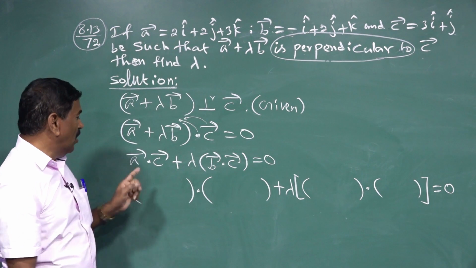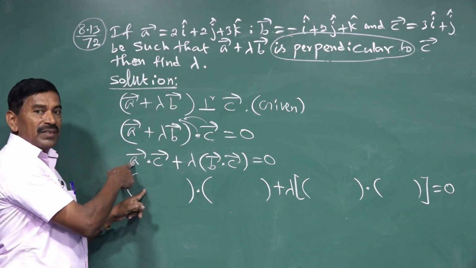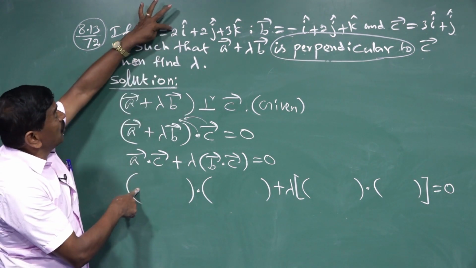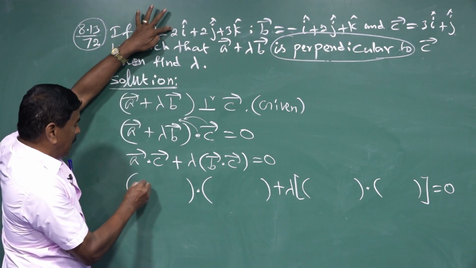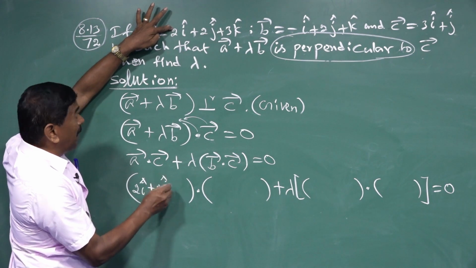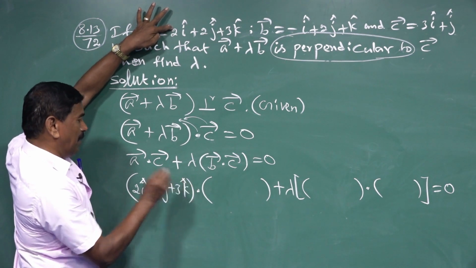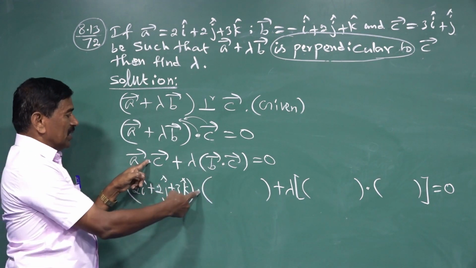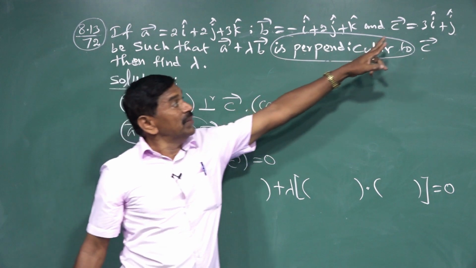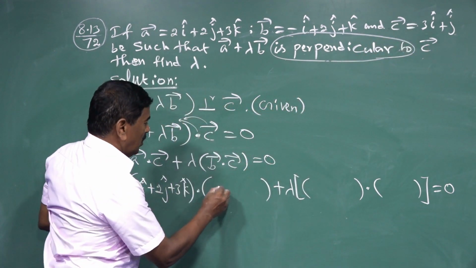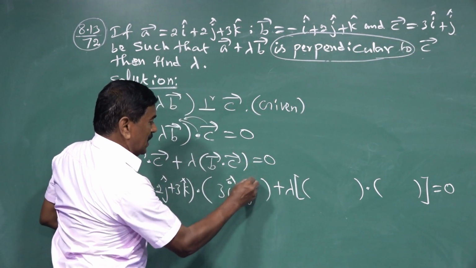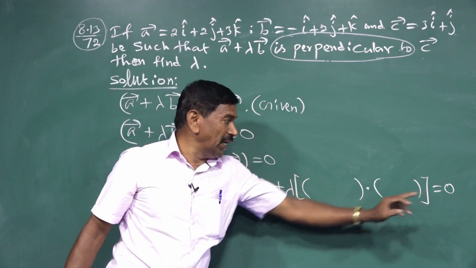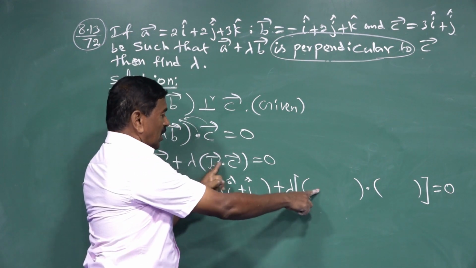Can you tell me what is the first bracket? Yes, very good, A vector. Where A vector is equal to 2i cap plus 2j cap plus 3k cap, dot C vector. What is C vector? 3i cap plus j cap. Now, plus lambda into square bracket open, square bracket closed, B vector dot C vector.